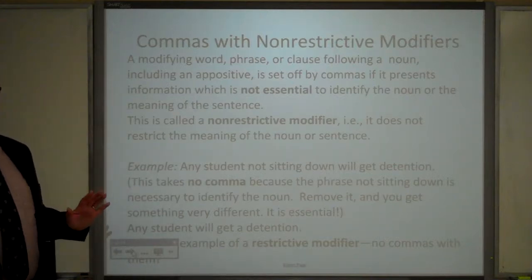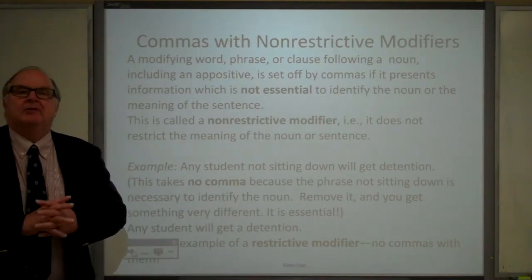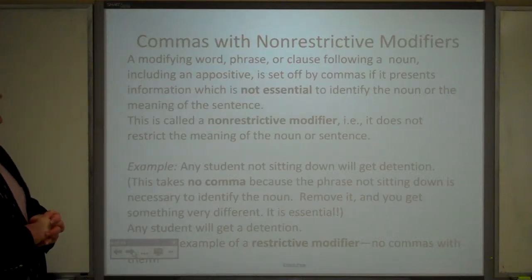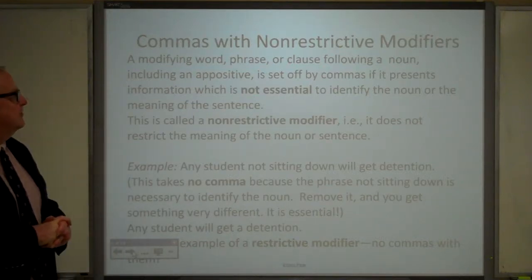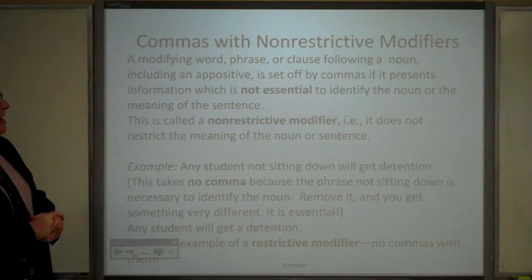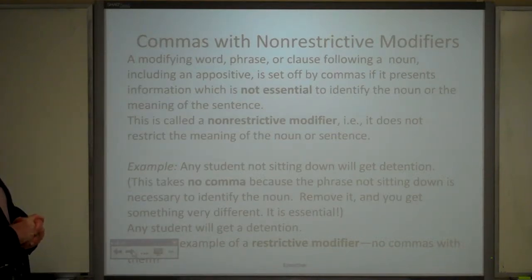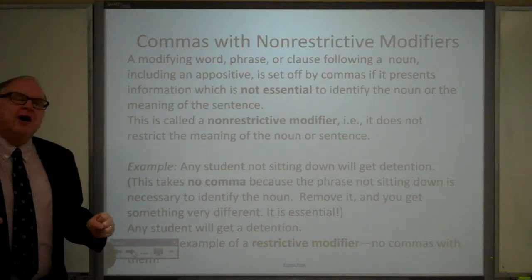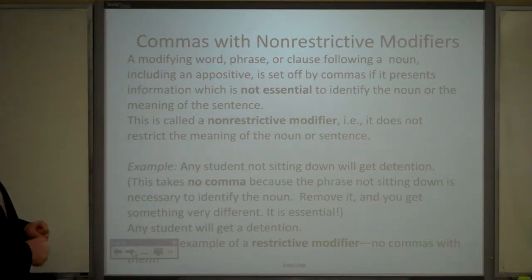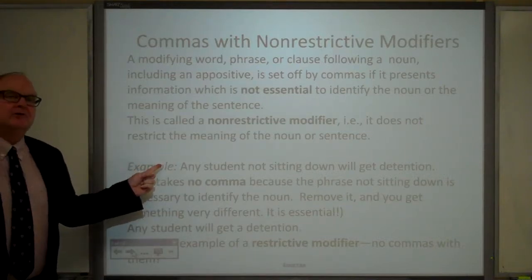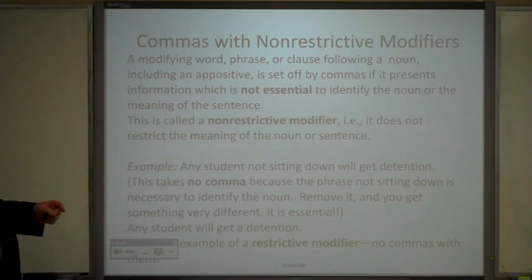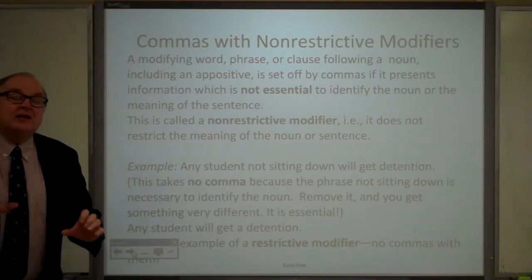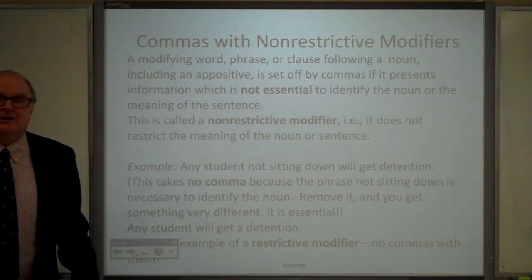Okay, an important use of commas sometimes are commas with restrictive and non-restrictive modifiers. A modifying word, phrase, or clause following a noun, including an appositive, is set off by commas if it presents information which is not essential to identify the noun or the meaning of the sentence. This is called a non-restrictive modifier. However, if it's essential for the meaning of the sentence, you don't use a comma.